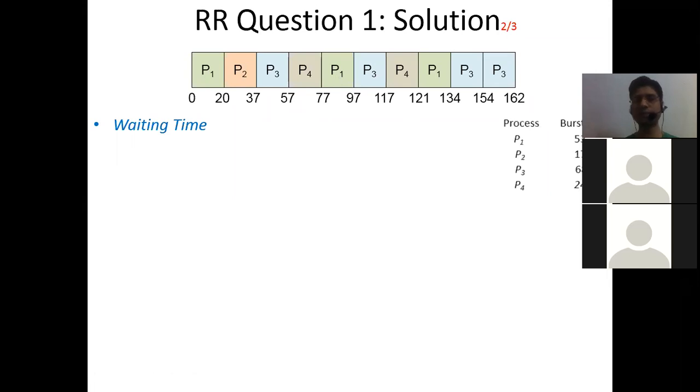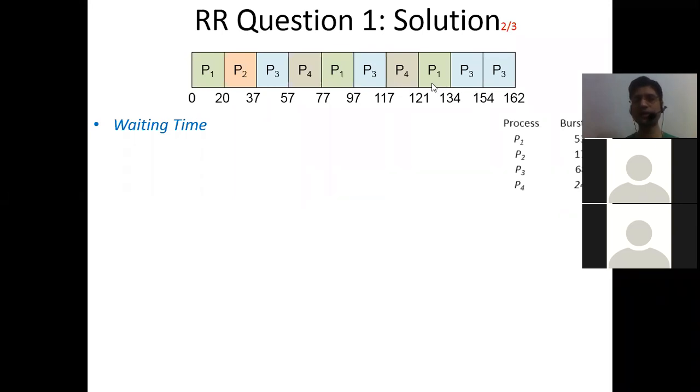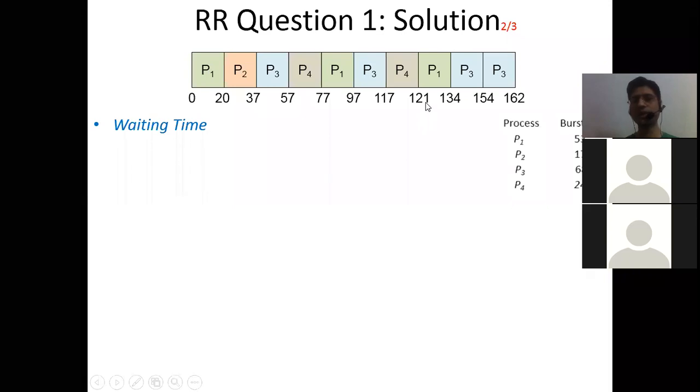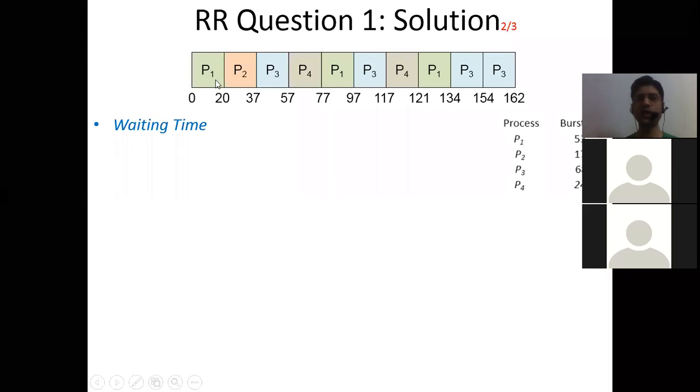So till this time, P3 and P4 are running in the CPU. P1 is waiting in the ready queue. And when it gets the CPU once again, it will get it at 121. So you have to calculate all these differences: when P3 is executing, P1 is in the ready queue. When P4 is executing, P1 is still in the ready queue, right? And here also, when P1 finishes its turn at 20, then P2 goes to the CPU. P1 is waiting in the ready queue. P3 is executing in the CPU. P1 is waiting in the ready queue. P4 is executing in the CPU. Still P1 is waiting in the ready queue. Then it gets the CPU at 77 unit time.